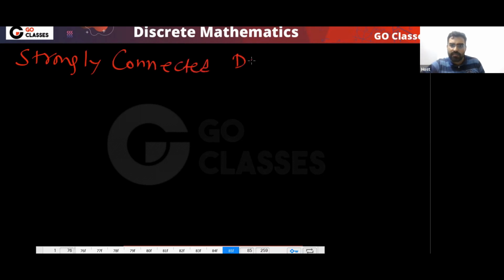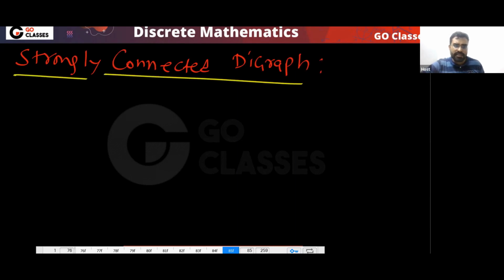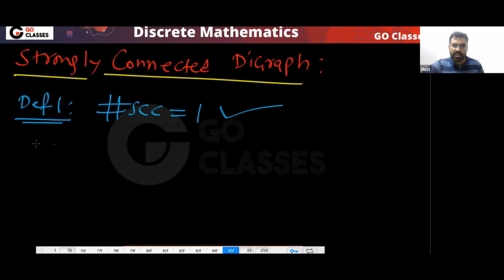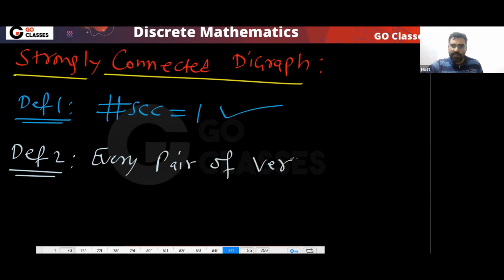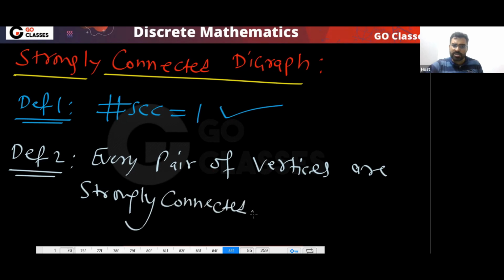Strongly connected directed graph. So when can I say a graph is strongly connected? Very simple. You can use this definition: the number of strongly connected components is equal to 1. Or you can use this definition: every pair of vertices, any two vertices you take, are strongly connected. Every pair means the number of strongly connected components will be 1.